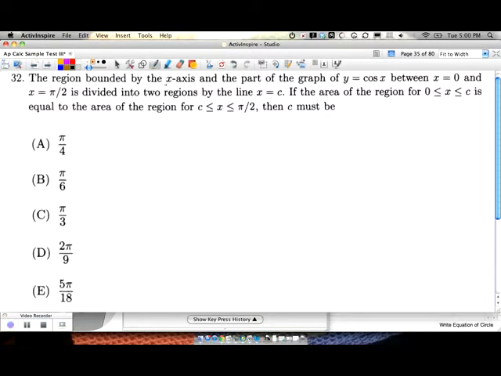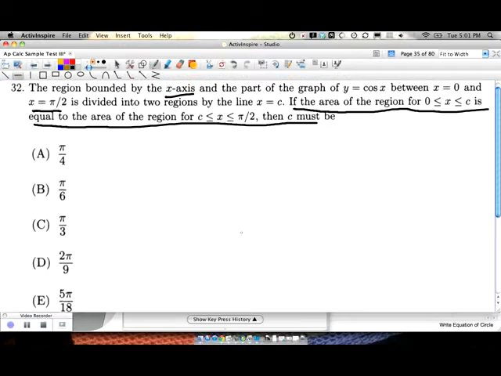Next, number 32, the region bounded by the x-axis and part of the graph y equals cosine x between x equals 0 and x equals pi over 2 is divided into two regions at the line x equals c. If the area of one region is equal to the other region, then c must be. So what are we even talking about here? Let's give ourselves an idea. So first, x-axis, we got a y-axis.